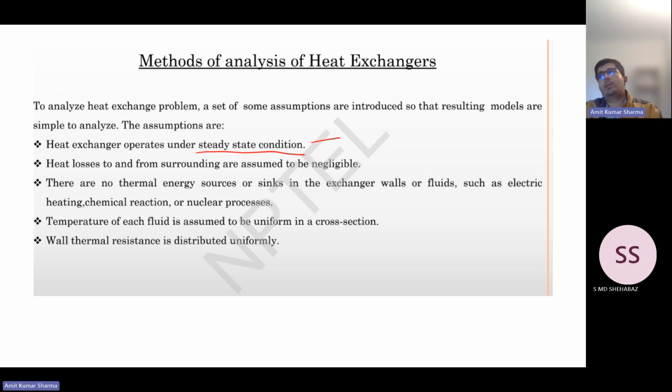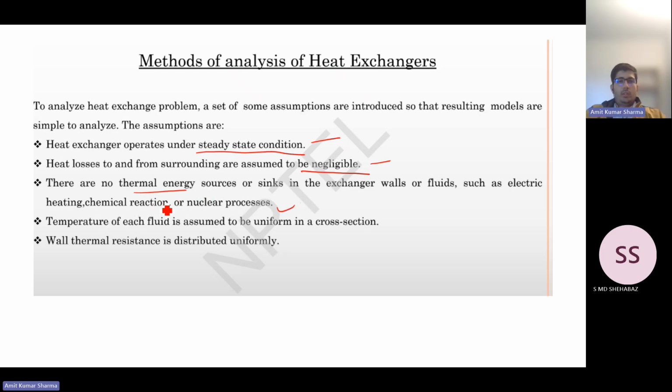Okay, so as you can see, we have solved two numericals also. Whenever we are solving these, in actual there will be dynamic conditions, but for the sake of calculation, we consider steady state condition. Heat loss to and from surroundings is assumed to be negligible. That's why we are considering that the heat given by the hot fluid is completely taken by the cold fluid. So we are not considering any heat loss. There is no thermal energy source or sink in the exchanger walls or fluids, such as electric heating, chemical reaction, or nuclear power. So there is no such thermal energy source.